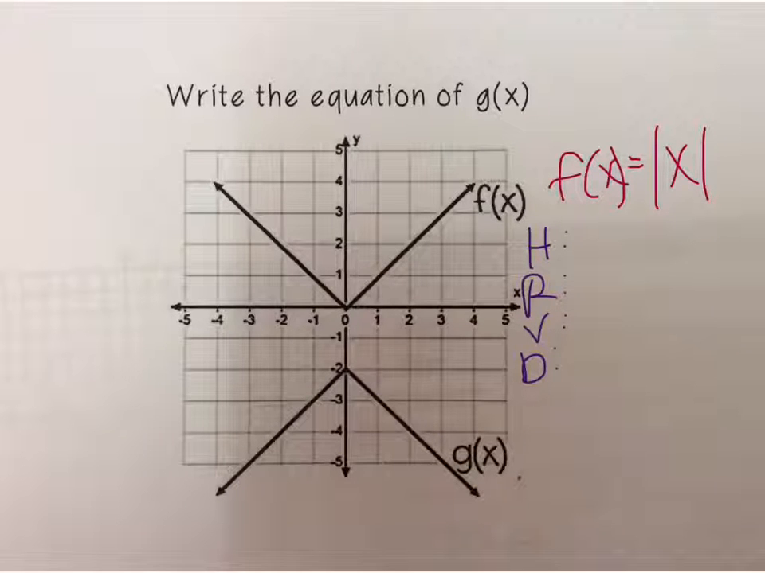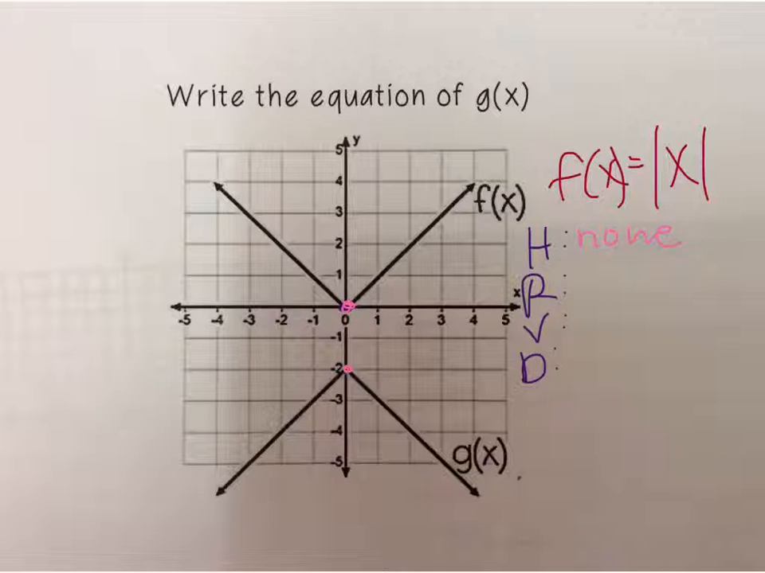All right, so if we look first, is there a horizontal shift? Well, I really focus on this point right here at the origin, our vertex there. I want to know, did I move that point left or right? Well, it doesn't look like it. It didn't move left or right, so I'm going to write none.